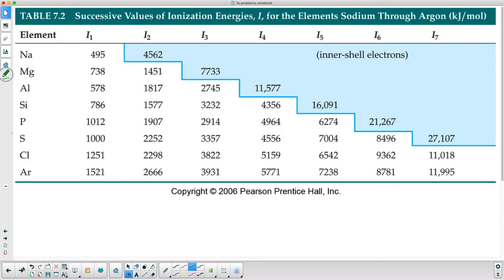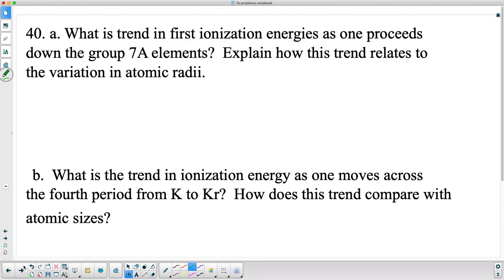Let's keep moving. What is the trend in the first ionization energies as one proceeds down the group 7A elements? Explain how this trend relates to the variation in atomic radii. So 7A elements are fluorine, chlorine, bromine, and iodine. As you go down, ionization energy should decrease. That's true not just for 7A, but for all of them. Because as you go down, you get larger and larger, and that extra electron on the outside is easier and easier to pull off.